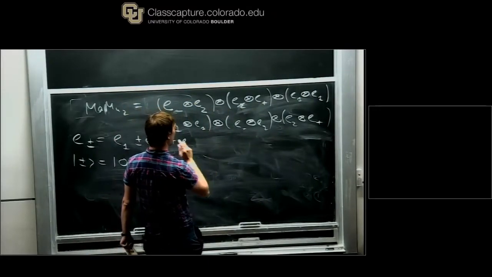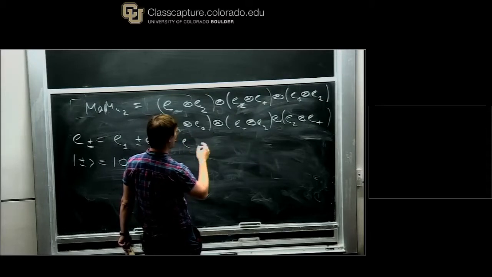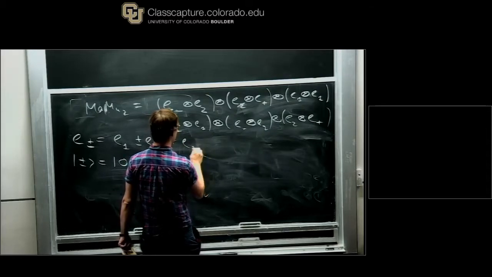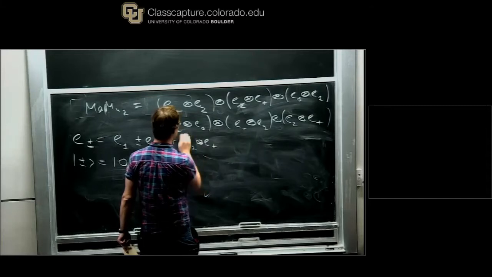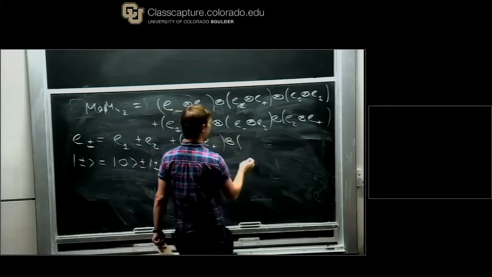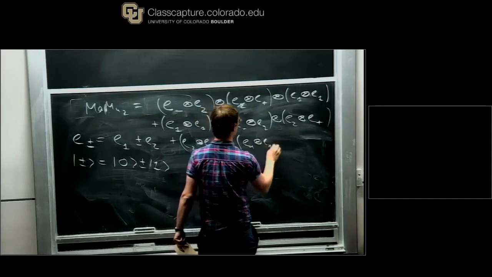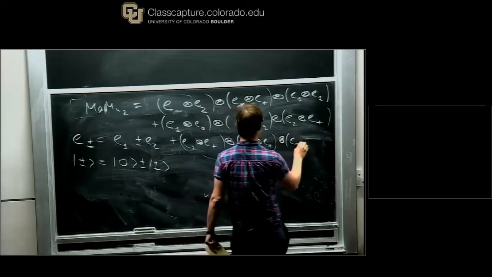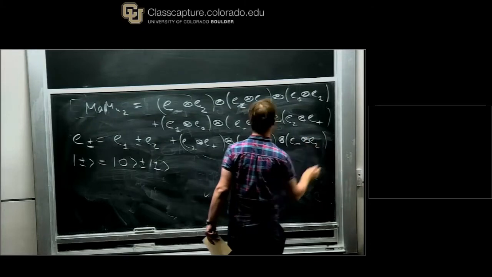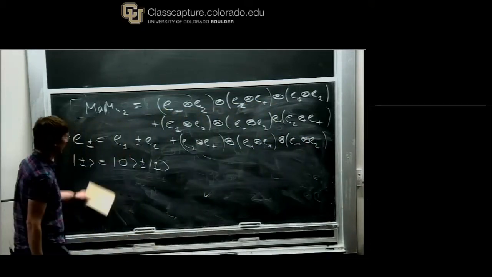Okay, shift once more cyclically. Did I do it correctly now? Yeah, so we shift once more. So the E2 tensor E plus comes out. And then I have the E1 tensor E1. And then E minus tensor E2. Okay, great. So what other operations do we have?